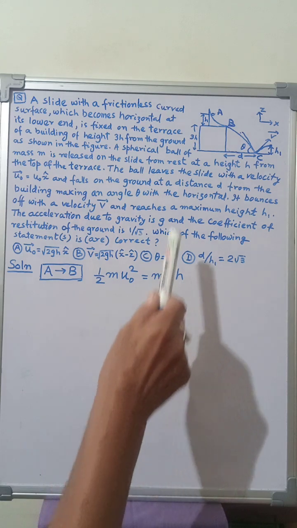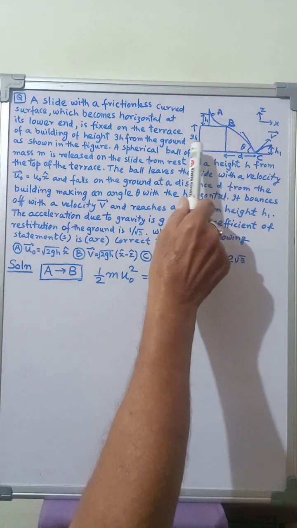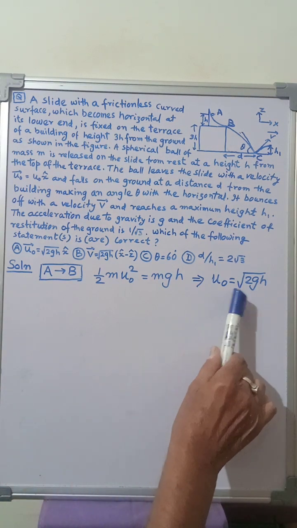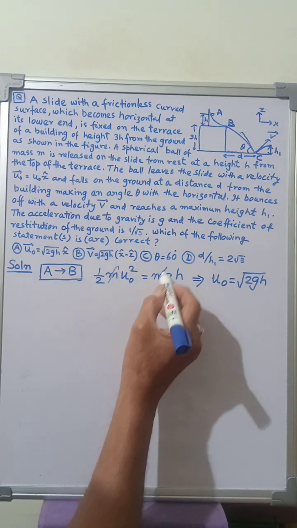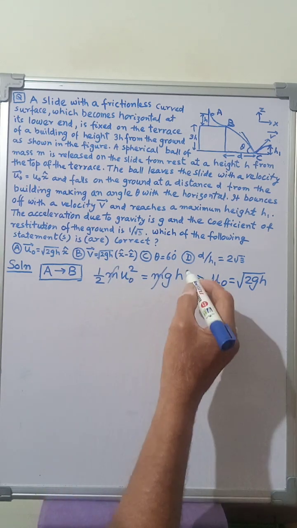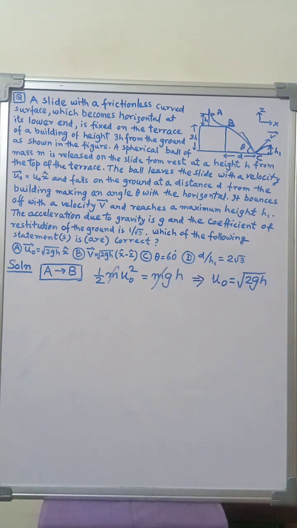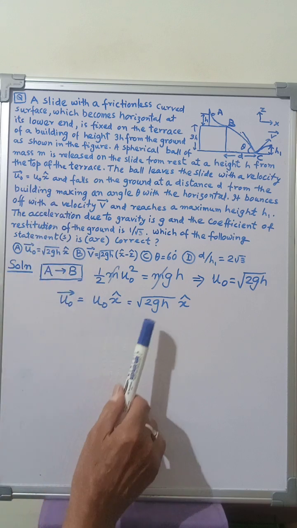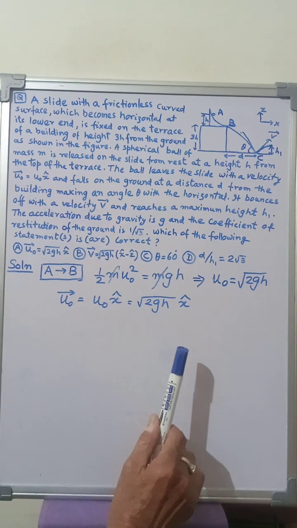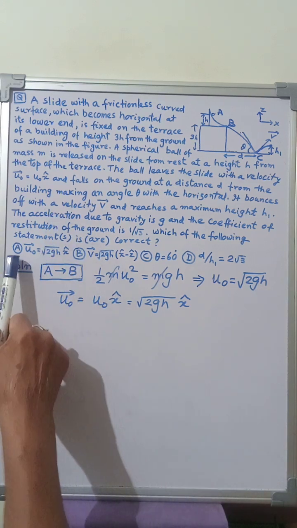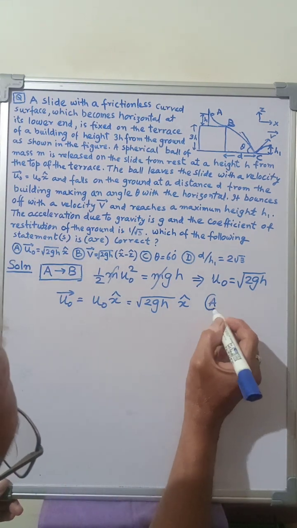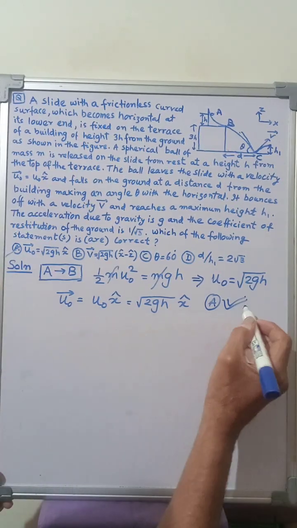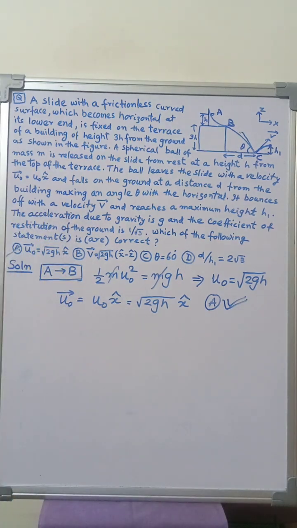m is the mass of the ball, g is the acceleration due to gravity and h is the fall in height from A to B, which gives u0 = root over 2gh, because m gets cancelled from both sides and u0 square is equal to 2gh. Therefore we get vector u0 = u0 x cap, which is equal to root over 2gh into x cap, therefore option A is correct. So let us mark it, because we have to remove all this and again work for the other part.